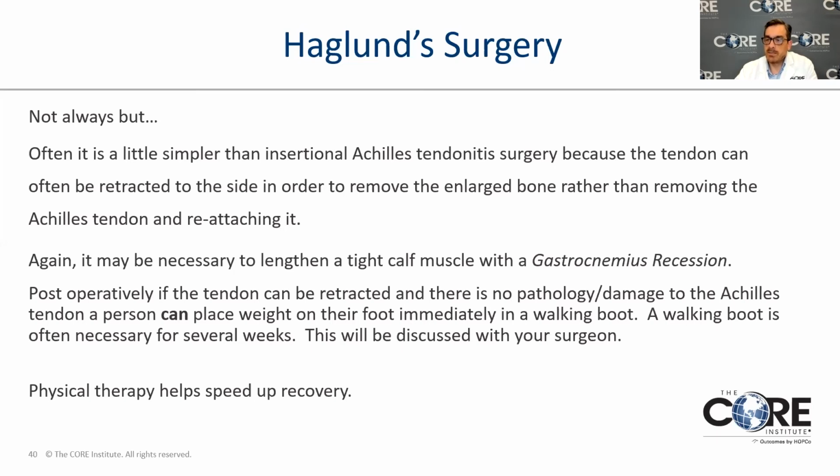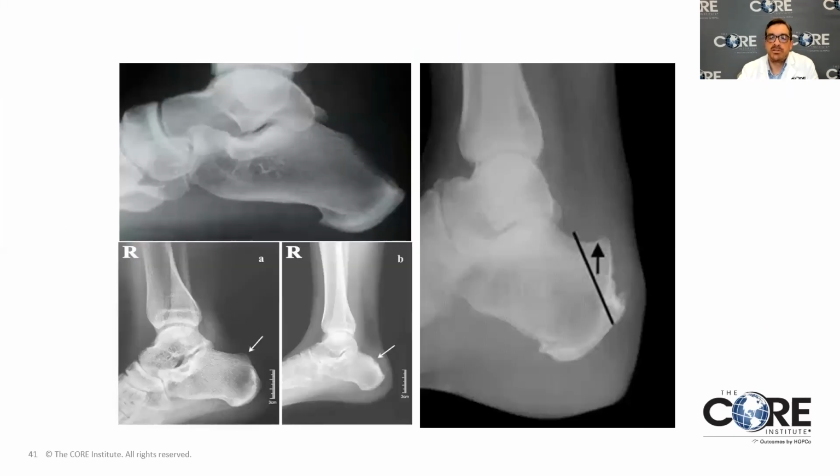Postoperatively, if the tendon can be retracted and it doesn't have to be detached, and there's no damage to the Achilles, a person can typically bear weight on their foot pretty quickly. But even though a person is bearing weight on their foot pretty quickly following the surgery, they're typically in a walking boot for a good 6 to 8 weeks. This is just another example showing removal of the Haglund's and the spur on the right, and on the left, you can see the removal, and the same with the bottom pictures here.